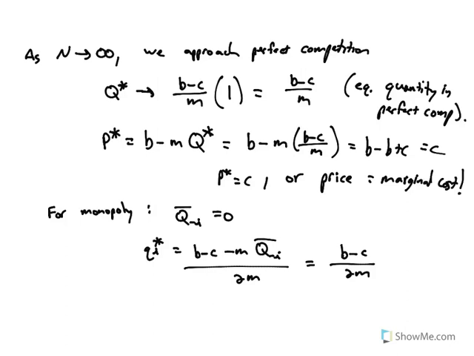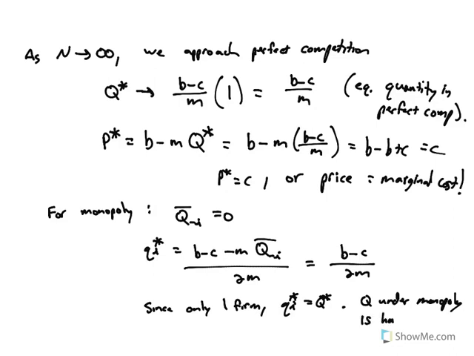Okay, and since there's only one firm, the quantity of that firm equals the total quantity in the market, all right? And so quantity under monopoly is half Q star in perfect competition. Okay? So quantity under monopoly is B minus C over 2M, and quantity in perfect competition is B minus C over M. So it's half as much under monopoly as perfect competition. So the market is twice as big under perfect competition as it is under monopoly under linear demand curve, right?